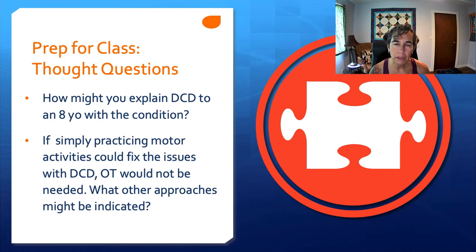And I want you to remember this. If simply practicing motor activities, like doing them over and over and over again, could fix the issues with DCD, OT would not be needed, right? So we need to look at it from a variety of perspectives. And to that end, what other approaches might be indicated? Now, this is a hard question. It's a thought question, right? And it's a hard question, but think about it. What else could you do besides practicing motor? Which definitely we do, but that can't be the end of the situation. All right. So bring your thoughts to class, and the expectation is you will be ready to discuss.